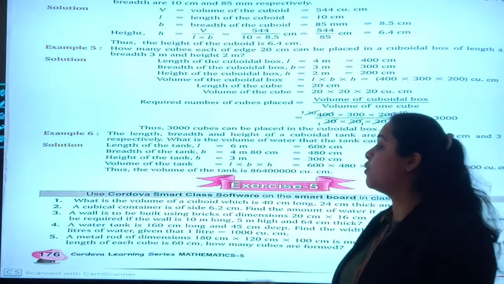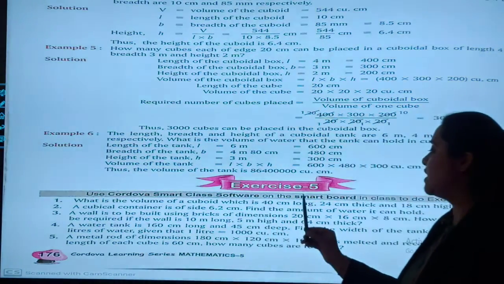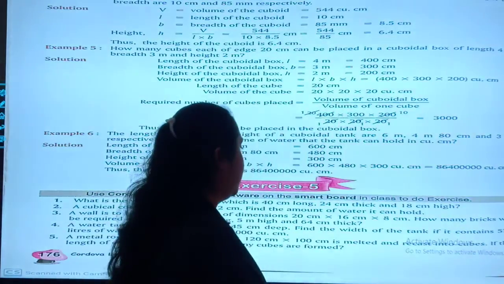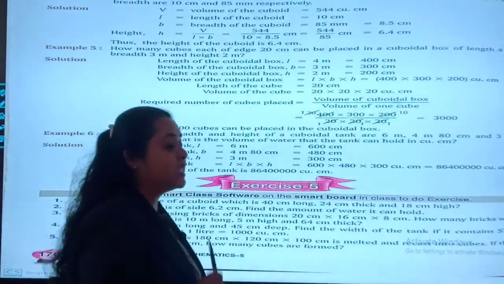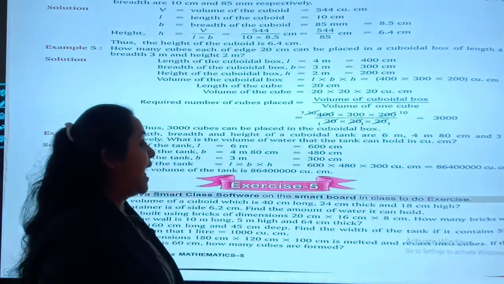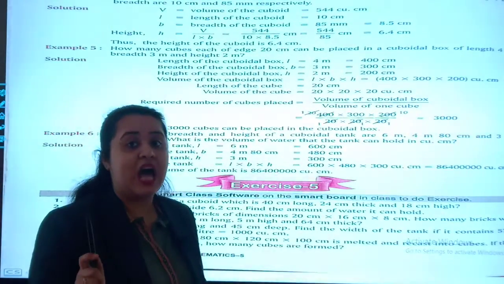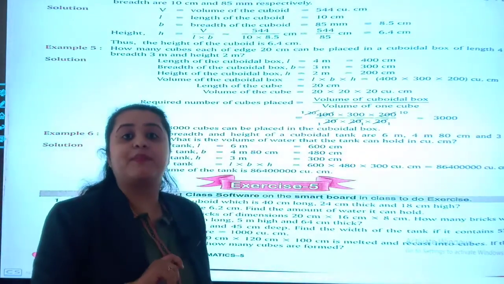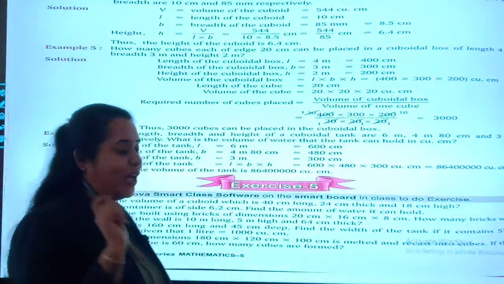What is the volume of a cuboid which is 24 centimeter long, that means length is given, 24 centimeter wide, and 18 centimeter high, that is height. Length, breadth and height is there. We will be able to find the cuboid volume.